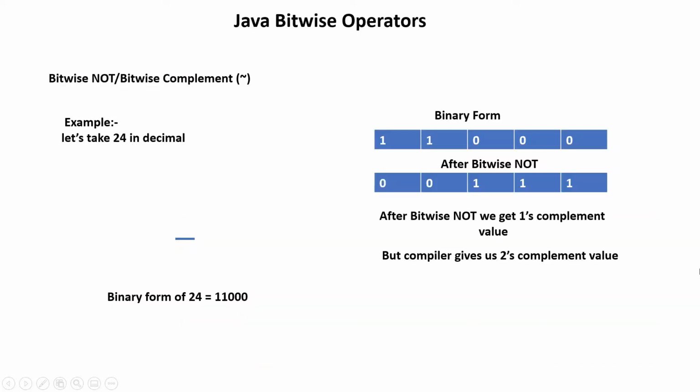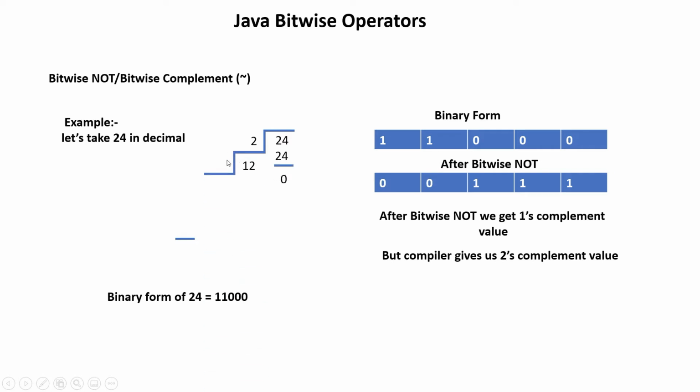The Java bitwise operators: the bitwise NOT, or bitwise complement. Before we see this, let's change 24 in decimal to binary. Let's divide 24 by 2. That gives 12, because 12 times 2 is 24, and 24 minus 24 is 0.